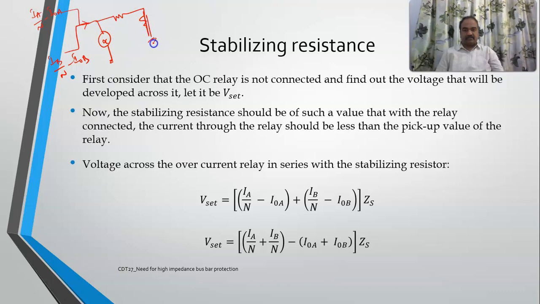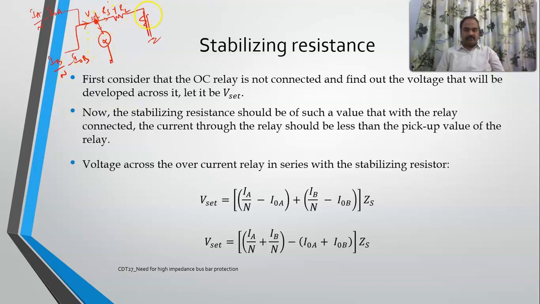So this is directly shorted, right? This is RS plus RL. Now your current has to flow either through this one or this one. Now let us suppose your overcurrent relay is not connected. Now let us determine what is the voltage at this point. I will take it as V set.